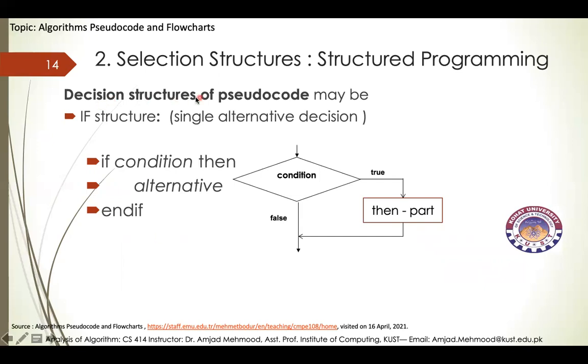Now the decision structure of pseudocode may be the if structure, a single alternative decision, like for example, if condition then alternative, and then this condition ends. So you see here, like we have a condition or a decision symbol. So if this condition is true, then it comes to the processing part inside of that block, and if this condition is false, then it falls outside of that block. So this is called a single if structure.